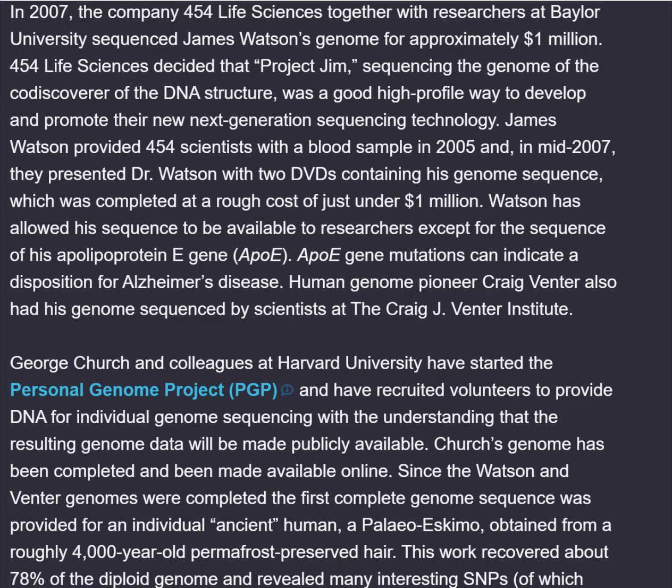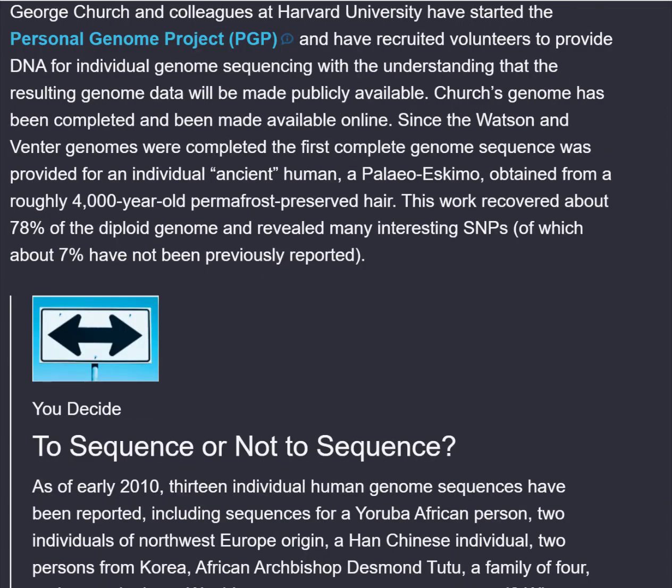Watson has allowed his sequence to be available to researchers except for the sequence of his apolipoprotein E gene, APOE. APOE gene mutations can indicate a disposition for Alzheimer's disease. Human genome pioneer Craig Venter also had his genome sequenced by scientists at the J. Craig Venter Institute. George Church and colleagues at Harvard University have started the Personal Genome Project, PGP, and have recruited volunteers to provide DNA for individual genome sequencing with the understanding that the resulting genome data will be made publicly available. Church's genome has been completed and made available online.